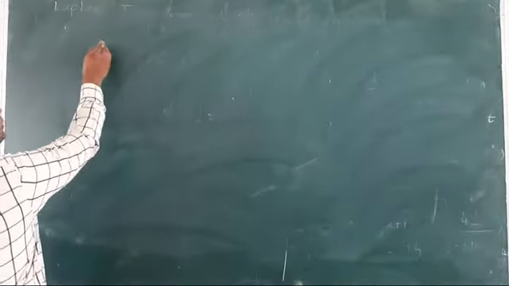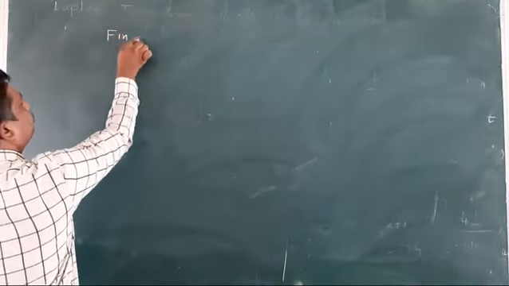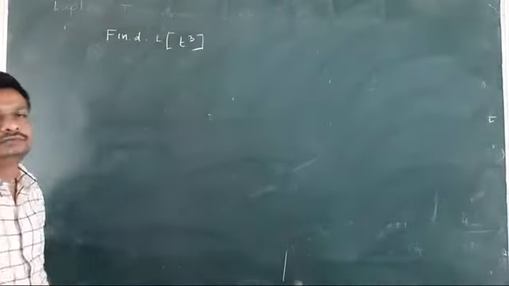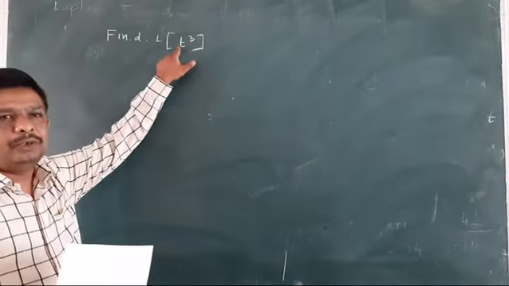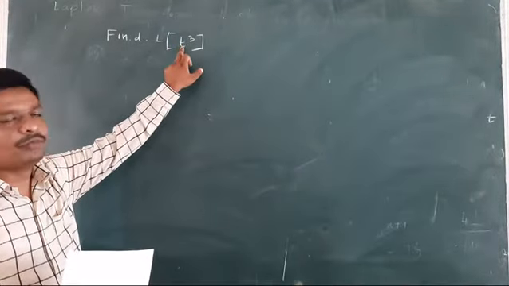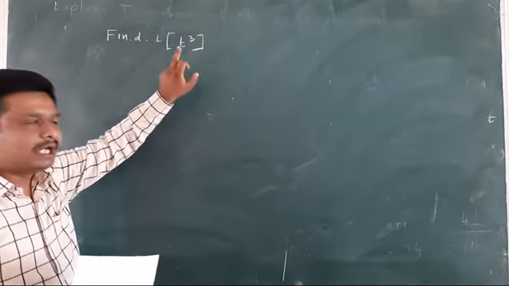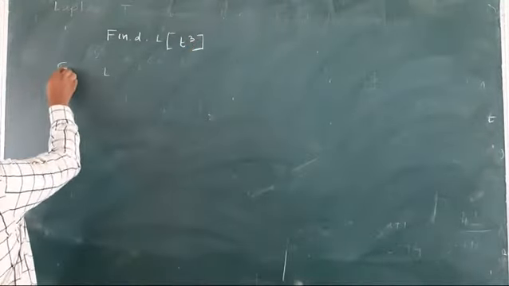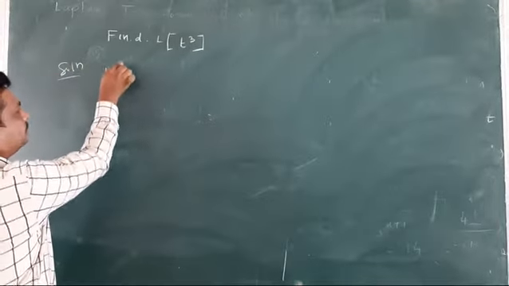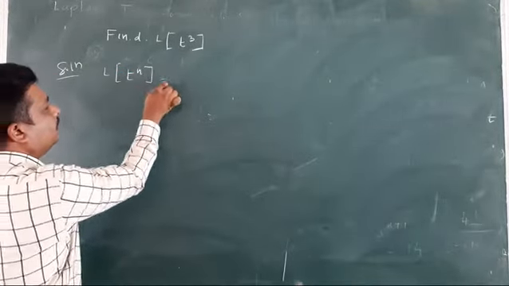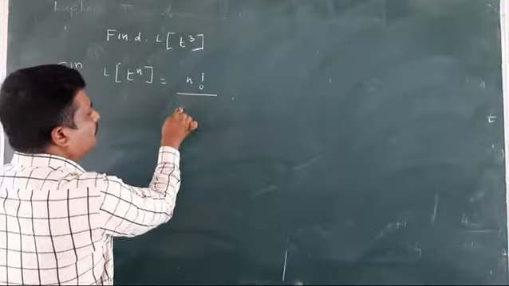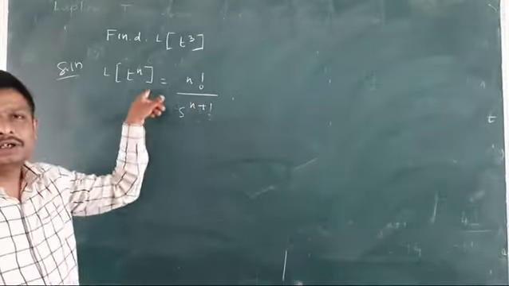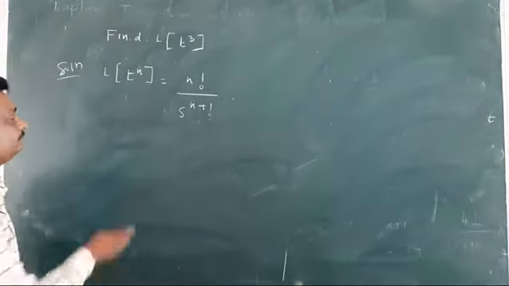So I will take one example here. Find Laplace transform of t cube. So for t cube, I am going to apply the formula Laplace transform of t raised to n. So already I have told, if n is any positive integer, we are having the formula like this: Laplace transform of t raised to n is equal to n factorial upon s to the power of n plus 1. This formula is for when n is any integer.